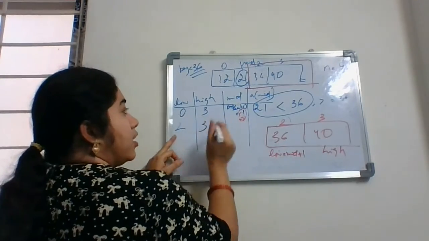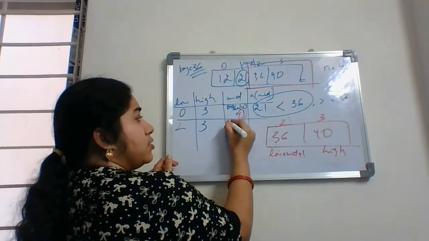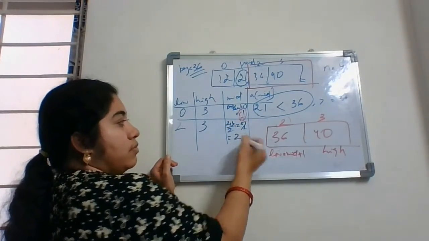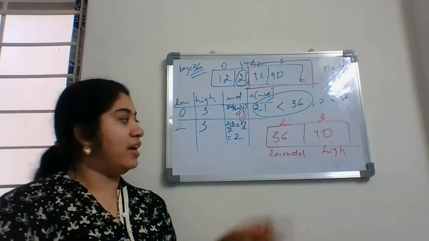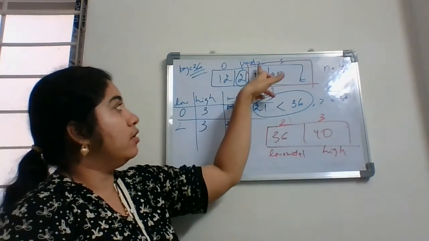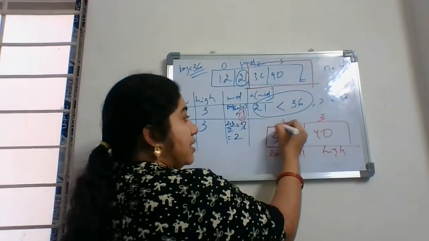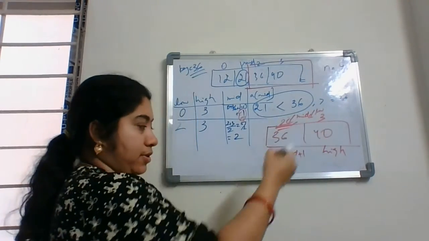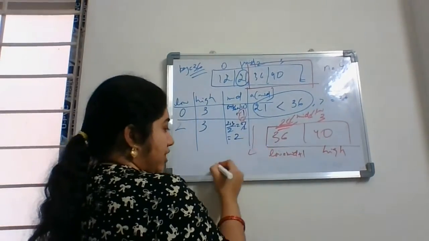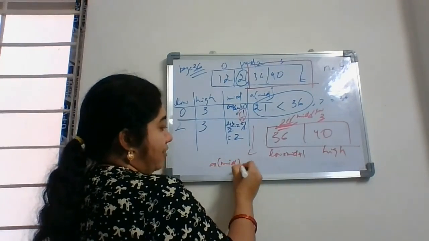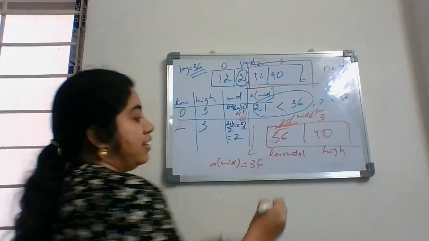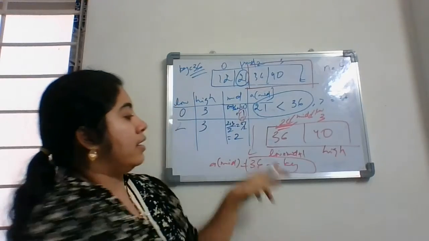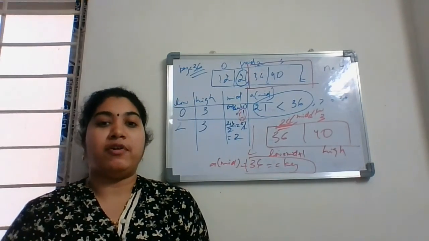High is 3. Now again I need to calculate the middle element. So 3 plus 2 by 2, that is 5 by 2, which is 2.5, and the floor value of 2.5 is 2. Now this has become the middle element. This has become my mid and my low also. 2 is my low and mid also. So now what is my a of mid? A of mid equals 36. 36 is equal to the key. So here I will tell the user that the element has been found and you have reached a successful search.